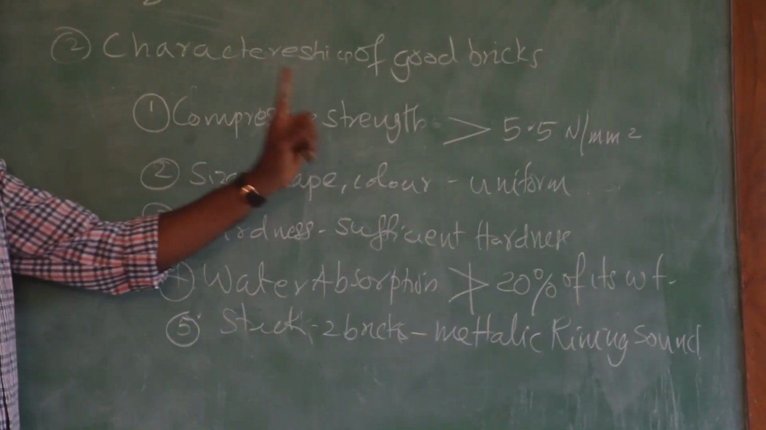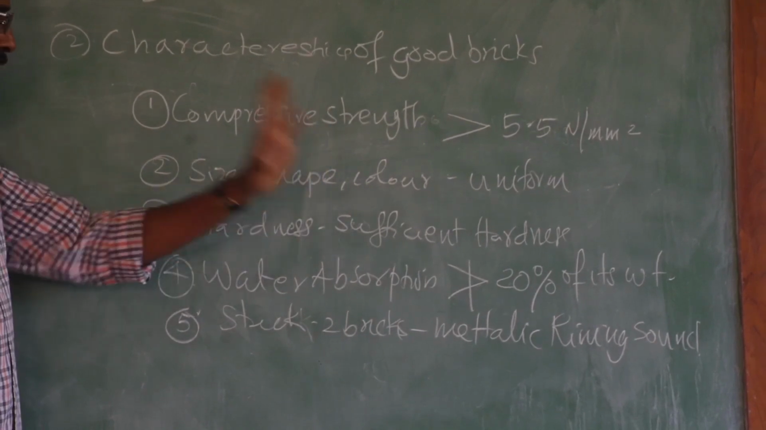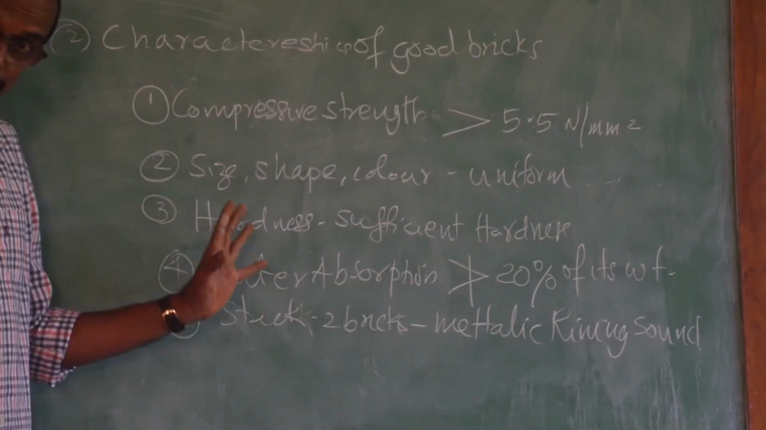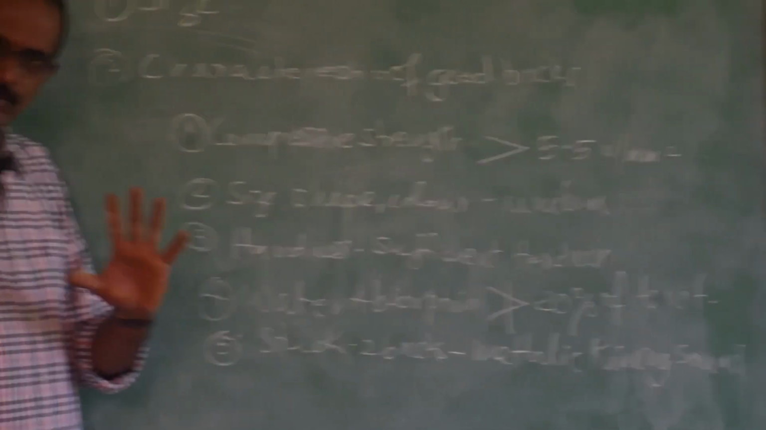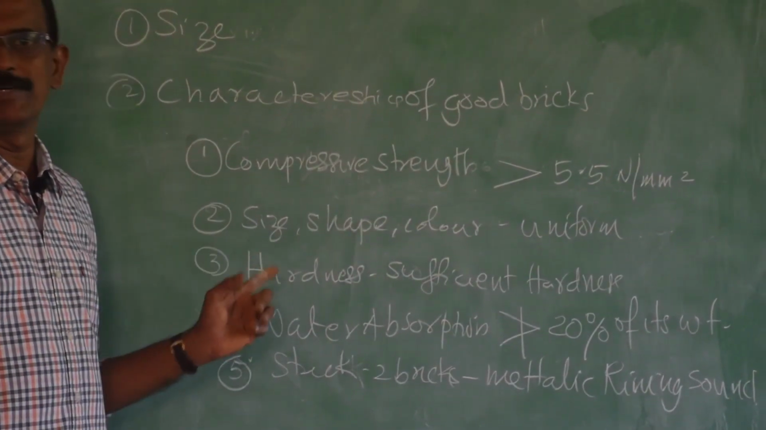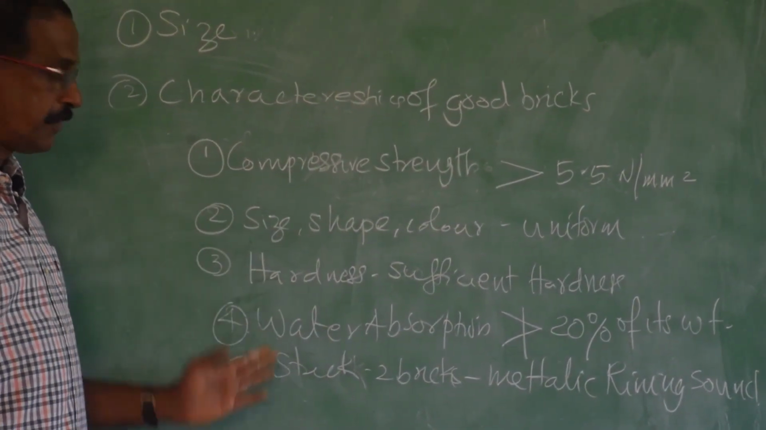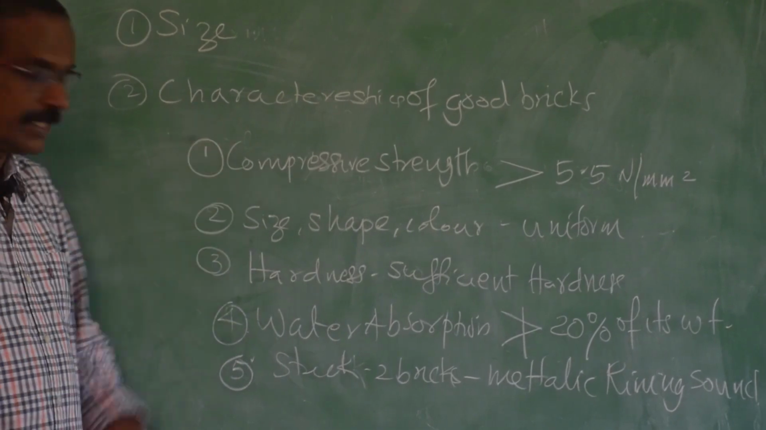Compressive strength should be more than 5.5. Size, shape, color, everything should be uniform, it should have sufficient hardness, and it should not absorb water more than 20% of its own weight when immersed in water for 24 hours. And if you strike two bricks against each other, it should produce a metallic ringing sound.